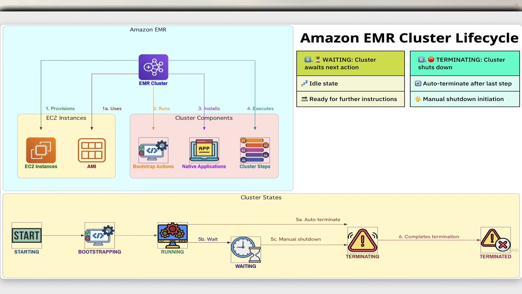And next state phase is terminating. So cluster shuts down. The cluster enters the terminating state in two scenarios. First one, if the cluster is configured to auto terminate after the last step is complete. Or second one, if you manually initiate the shutdown process for a cluster that was configured to wait. During this phase, Amazon EMR begins the process of shutting down the cluster and its resources.